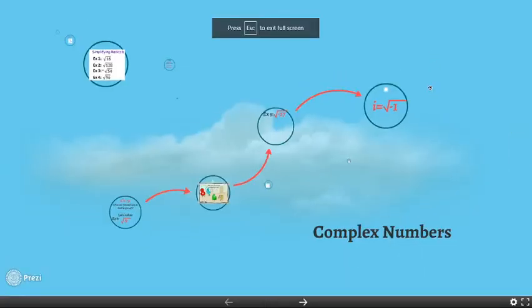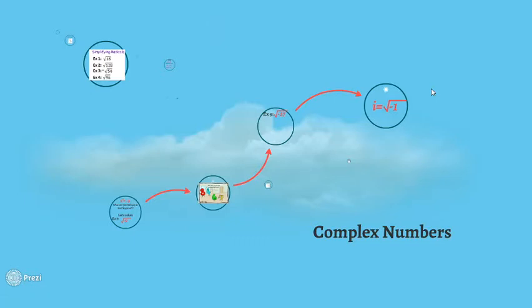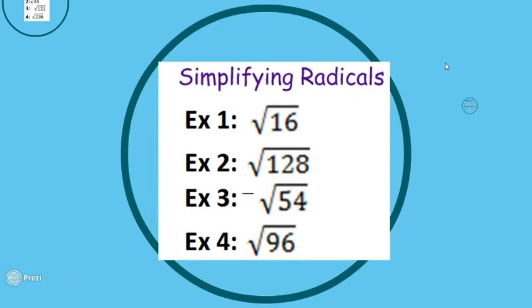Hi everyone. Today we're going to be talking about something called complex numbers, which are different than ordinary numbers that you're used to seeing. But before we can talk about what complex numbers are, we need to go over how to simplify radicals, because guess what? Complex numbers involve a radical.